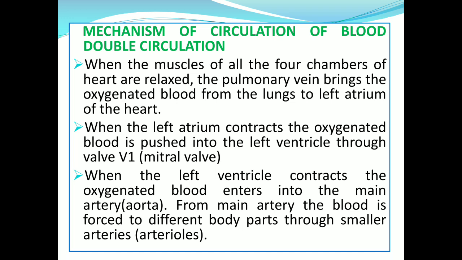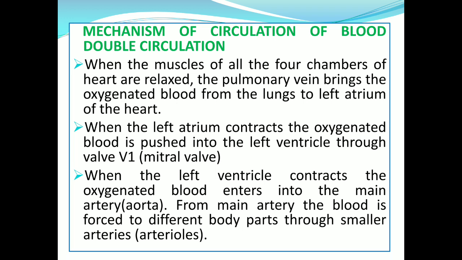So, when the muscles of all four chambers of the heart are relaxed, the pulmonary vein, which vein? The pulmonary vein brings the oxygenated blood from the lungs to the left atrium of the heart. And when the left atrium contracts, the oxygenated blood is pushed into the left ventricle through valve V1. This valve V1 is also called the mitral valve.